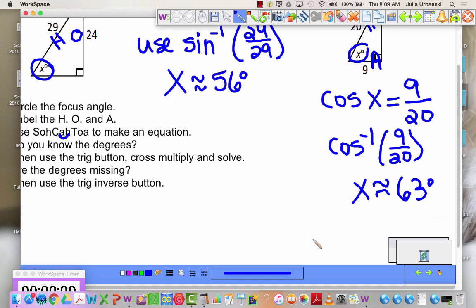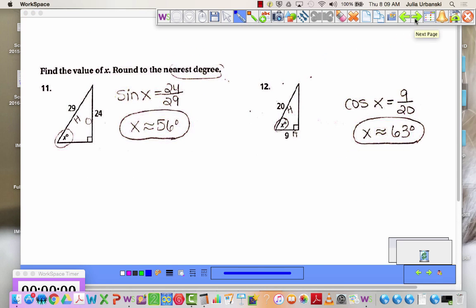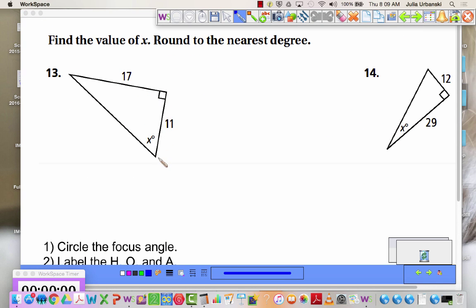Number 13 and 14. Let you take a second and circle the focus angle, label the two sides that are there. Let's try that this time. Instead of labeling all the sides, label the two sides that are there. Just take about 20 seconds for that, and then we'll move on.